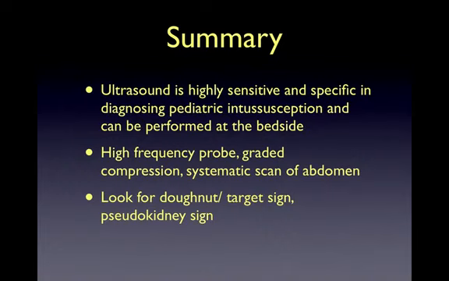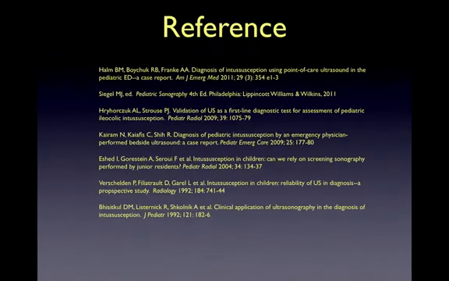In summary, ultrasound is highly sensitive and specific in diagnosing pediatric intussusception and can be performed fairly easily at the bedside. A high-frequency probe is recommended in order to visualize the relevant anatomy, along with graded compression technique and a systematic approach in scanning the abdominal cavity. In scanning for intussusception, one should look for the donut or target sign, the pseudo-kidney sign, as well as closely stacked layers of bowel in the abdominal cavity in the transverse, oblique, and longitudinal views.